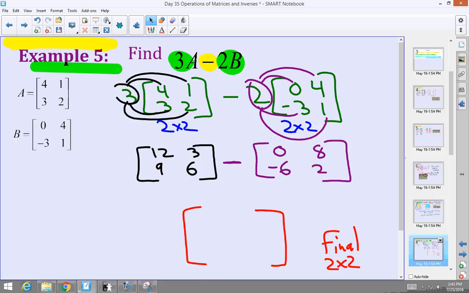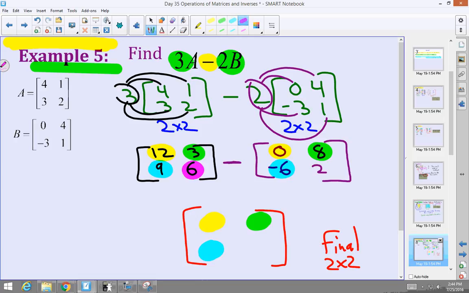And when you set up black minus the purple, you're going to get finally one number. Now we're going back to the whole thing of pairing up. So when I pair up, the yellows subtract, gets me something. The greens will subtract and get me something. The blues will pair up, and the purples will pair up. And you'll get a 2 by 2 matrix. 12 minus 0 stays 12. 3 minus 8, negative 5. 9 minus a minus 6, that minus the minus becomes a plus. And 6 minus 2 is 4.